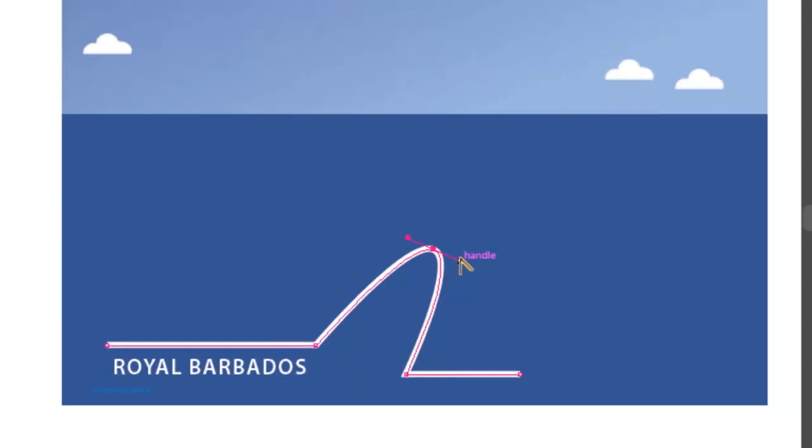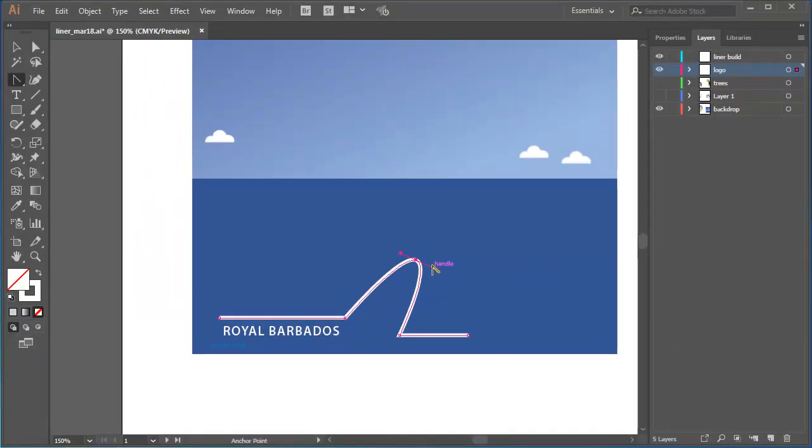If I want to make further edits to this as a smooth point, I'd go back to the direct selection tool and make any changes as required. I'll just undo that a few times with Command or Control Z to get back where I started. And now let's apply a slight variation of that technique to creating the hull of my ocean liner or cruise ship.